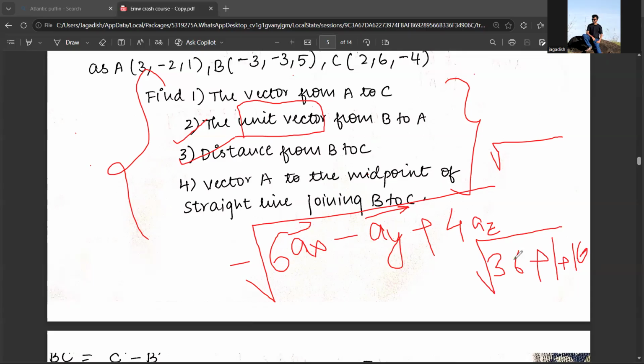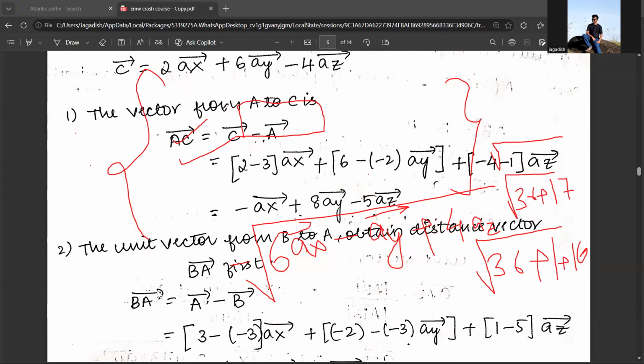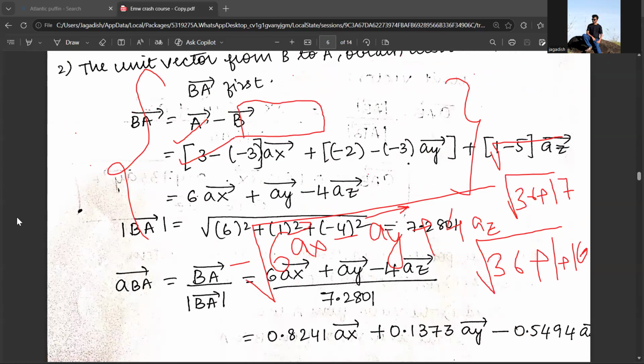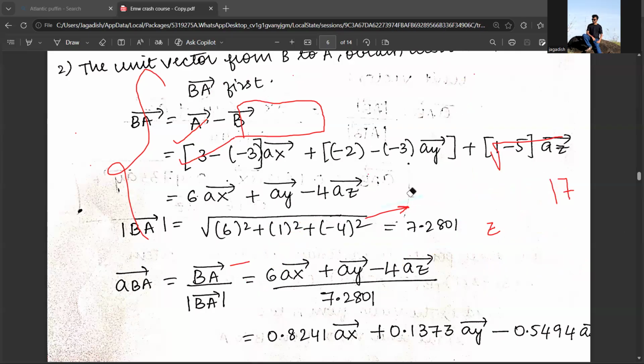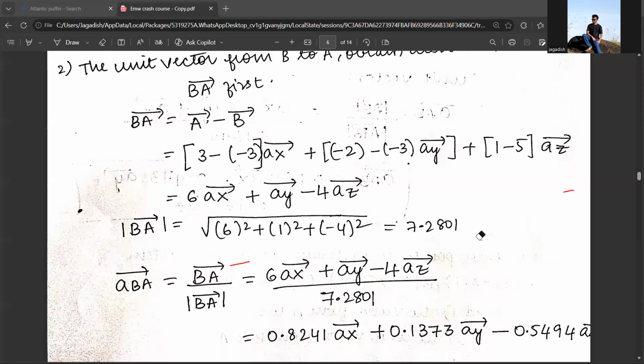How much is 36 plus 1 plus 16? 36 plus 17. Root of 36 plus 17, how much does it come? See, I think you will be getting 7.2801. Correct.